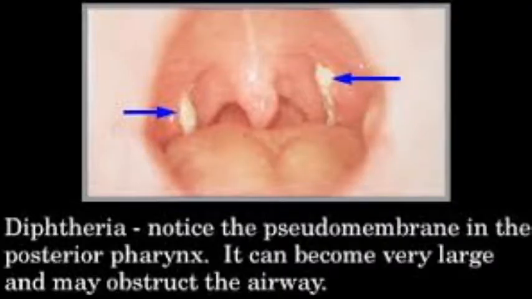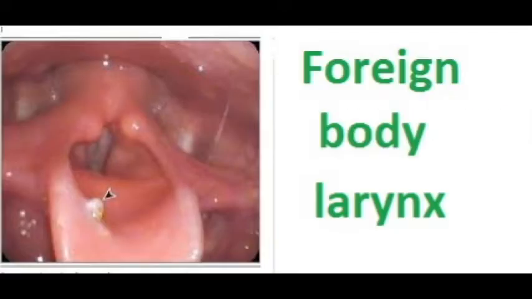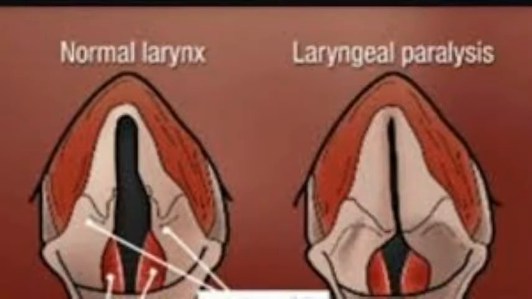What are the acquired causes? It includes diphtheria, which grows and may obstruct the airway. Hemangioma is a neoplastic lesion of larynx. Foreign body in the larynx causing obstruction and hence stridor. Laryngeal paralysis due to nerve damage.